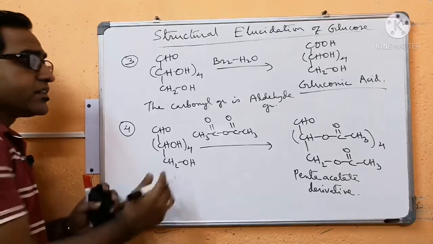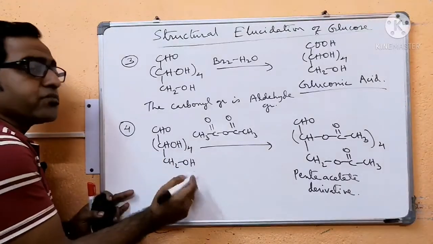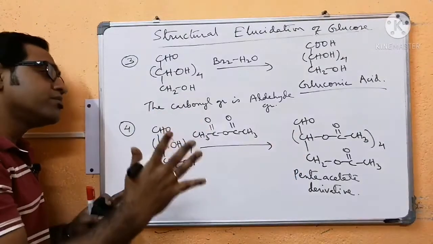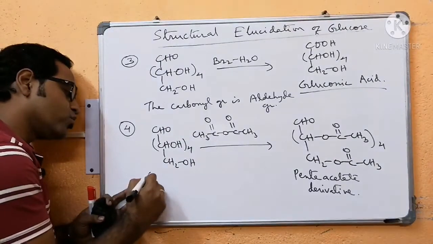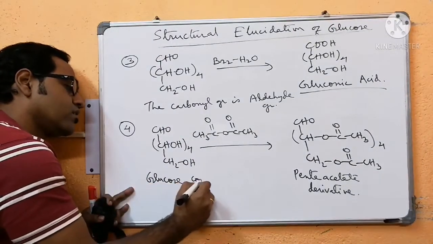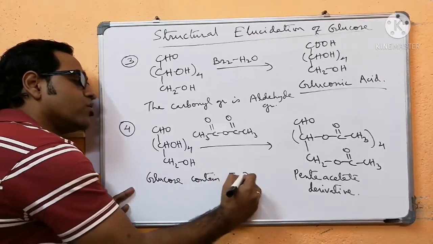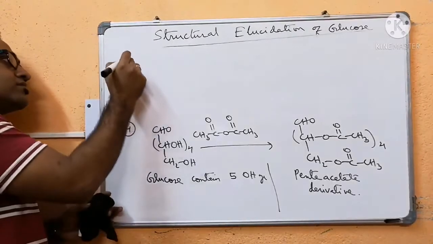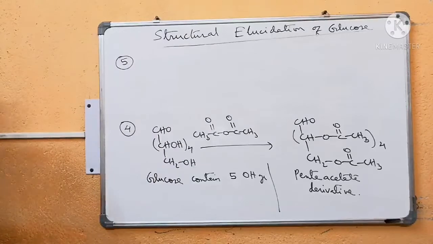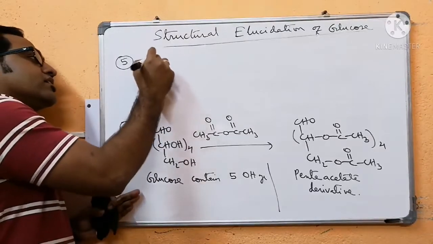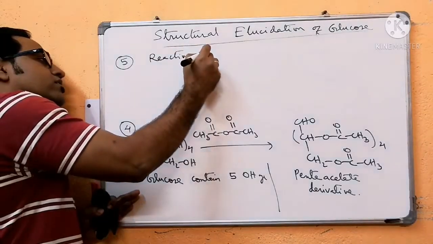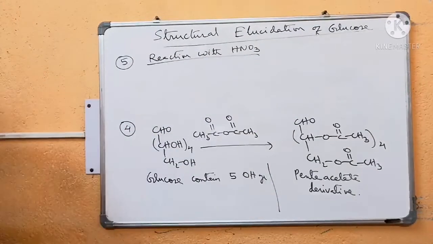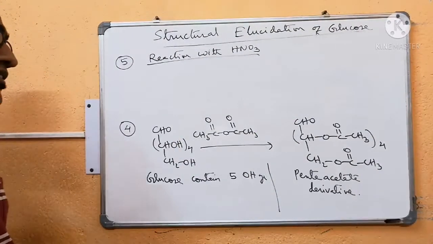This reaction suggests that glucose contains 5 OH groups. That's why we are getting pentacetate. 5 OH give 5 acetate. Glucose contains 5 OH groups. Next reaction, the fifth one. The fifth one is reaction with nitric acid, HNO3. Usually dilute nitric acid is enough to do the reaction.